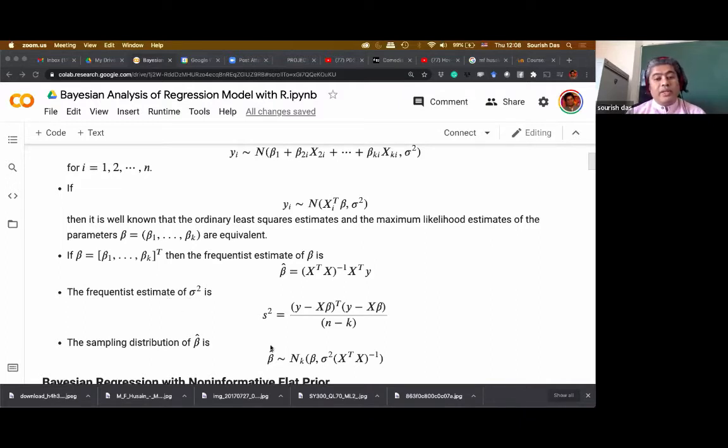For the frequentist estimate of sigma square, you can use s square, which is basically (y minus x beta) transpose (y minus x beta), effectively the error transpose times the error itself. That means the sum of squared errors, and you divide that by n minus k. Generally, the normal sense is that we should divide by n, but in the frequentist method they divide by n minus k, because this gives an unbiased estimator for sigma square. So s square is an unbiased estimator for sigma square.